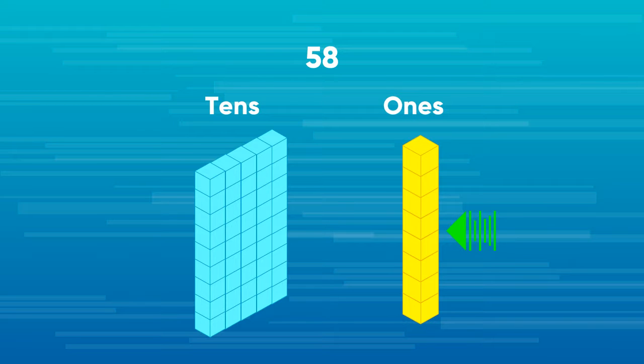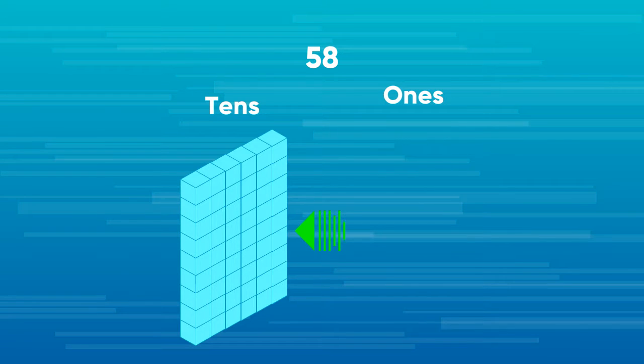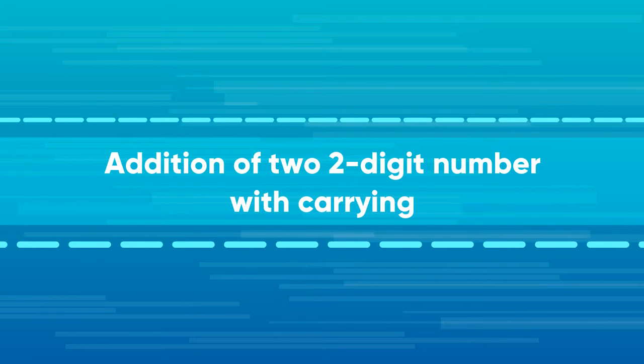What will happen in the ones place if we add 2 more cubes here? We get 10 cubes in ones place. These 10 cubes group together to form one rod, which gets carried in the tens place. Thus, in tens place there are 6 rods and in ones place there are no cubes. It means when we add 58 and 2, we get 60. This addition involves carrying. Addition of two-digit number with carrying.